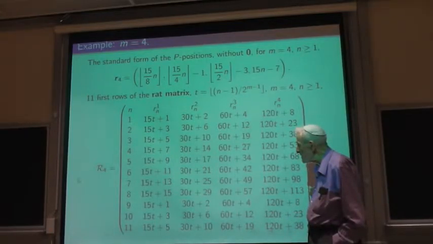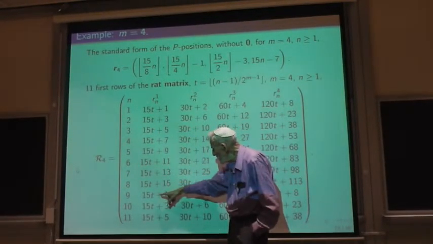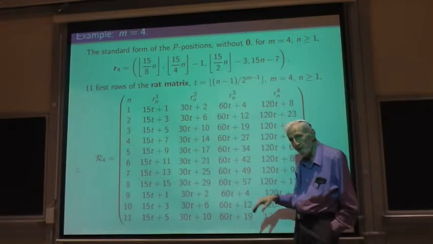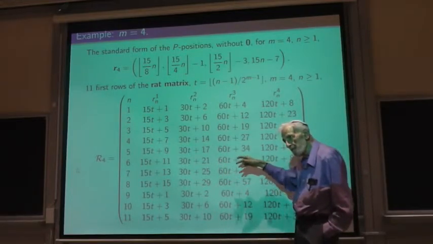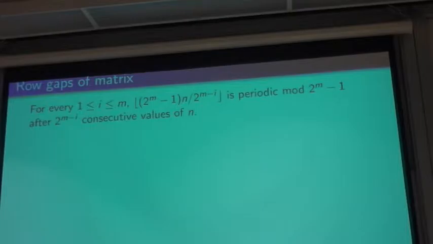But before we come to the algorithm, here is something which might please Doron a little bit. So here's an example for m equals 4, and here are the P positions of the rats in the form I gave before, namely the integer part, 15 over 8, n, and so on. Now, we can also write this without the integer part, in order to please Doron. And it has this matrix form. To prove that these two things are equivalent, I'll do that by example. Doron likes to do it by example.